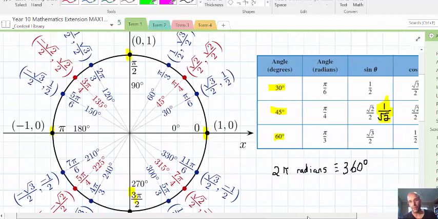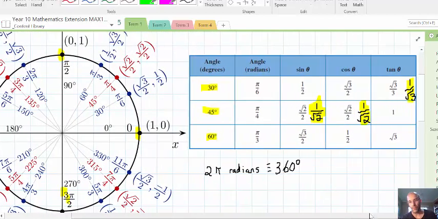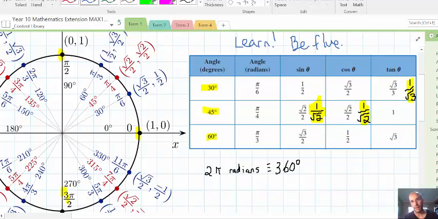Remember, we know from our work with some triangles, an isosceles and an equilateral, we've generated this table of values, which you should learn. You want to be fluent, so if you don't know it already, learn it. It's worth it. And also remember that 2 pi radians is equivalent to 360 degrees.